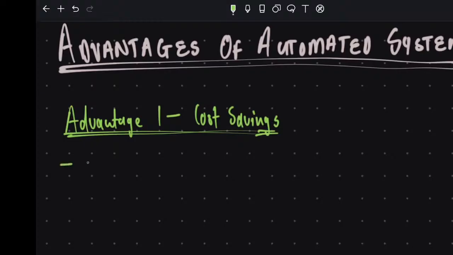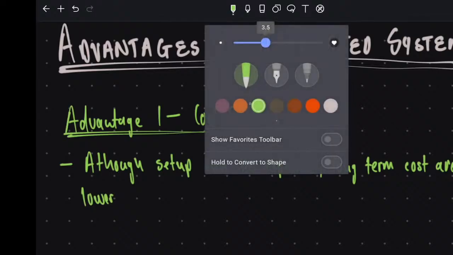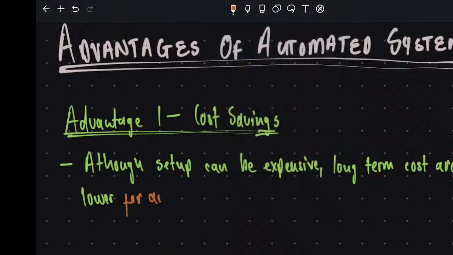So let's write: although setup can be expensive, long-term costs are often lower for automated systems than for manual machines.